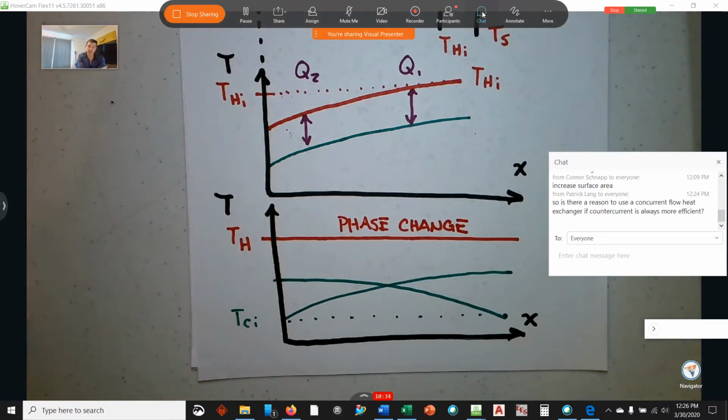Excellent question, Patrick. Yep. This is a case where it won't matter. And this is common for you to use steam and to use phase change materials and to have a constant temperature on one side of these heat exchangers, and then you don't care anymore. And we'll look at the reason why. Excuse me. Good question.